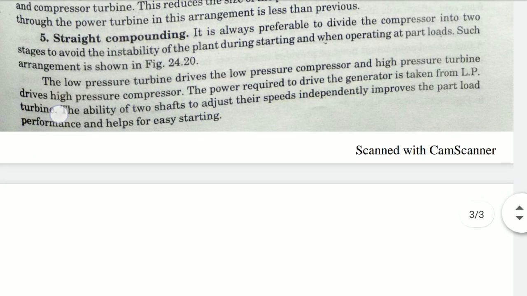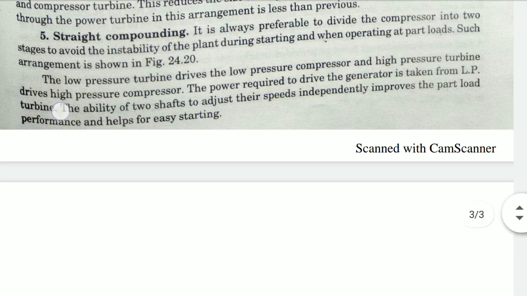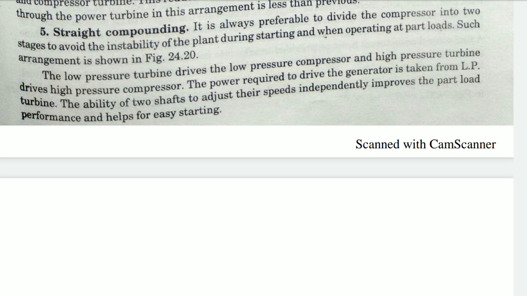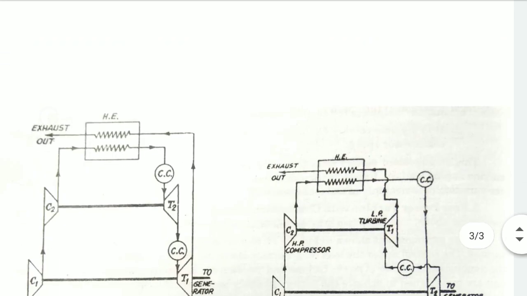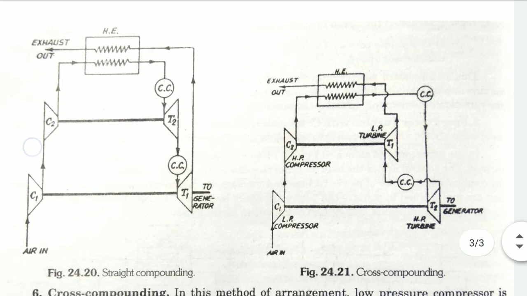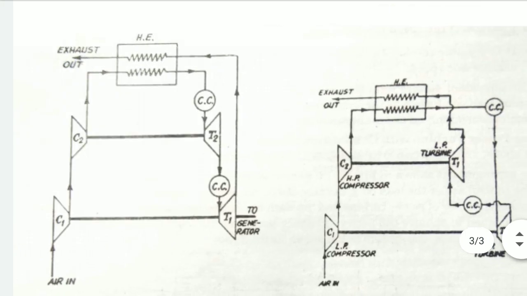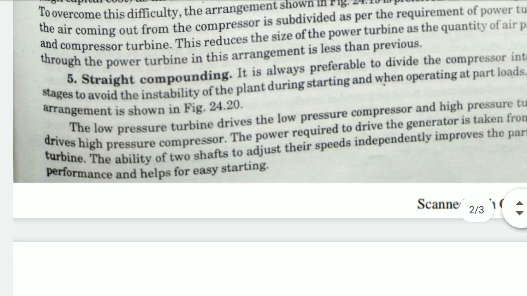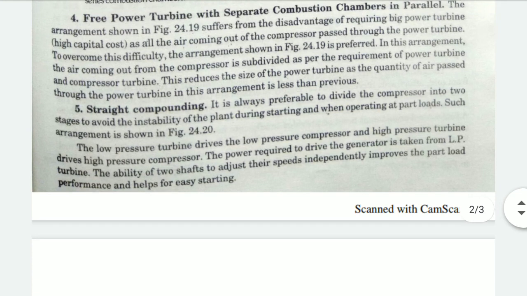It is always preferable to divide the compressor into two stages to avoid instability of the plant during starting and when operating at part loads. So staged turbines are there. This arrangement is given as a stage turbine. So if the requirement is part load and there is variation in load, the requirement is best suited by the stage turbine.